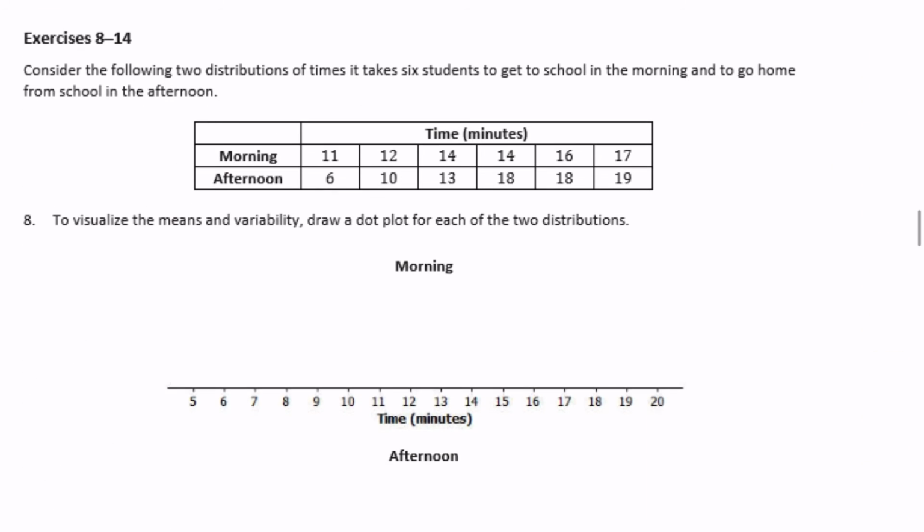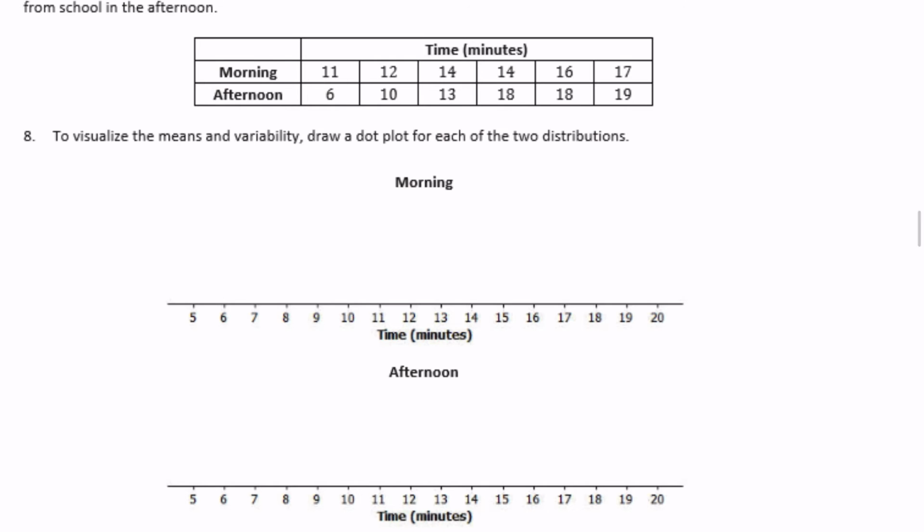Okay, exercises 8 through 14. Consider the following two distributions of times it takes 6 students to get to school in the morning and to go home from school in the afternoon. To visualize the means and variability, draw a dot plot for each of the two distributions.